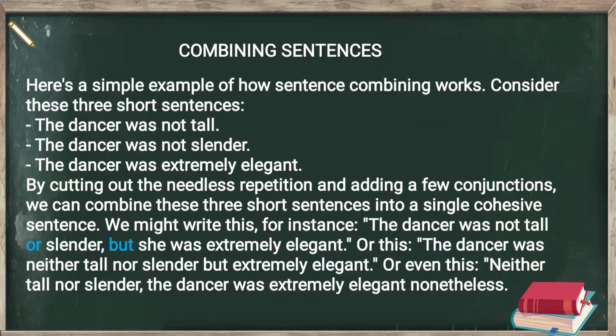Here are simple examples of how sentence combining works. Consider these three short sentences. The dancer was not tall, the dancer was not slender, the dancer was extremely elegant. By cutting out the needless repetition and adding a few conjunctions, we can combine these three short sentences into a single cohesive sentence. We might write this, for instance: the dancer was not tall or slender, but she was extremely elegant. Or this: the dancer was neither tall nor slender, but extremely elegant. Or even this: neither tall nor slender, the dancer was extremely elegant, nonetheless.